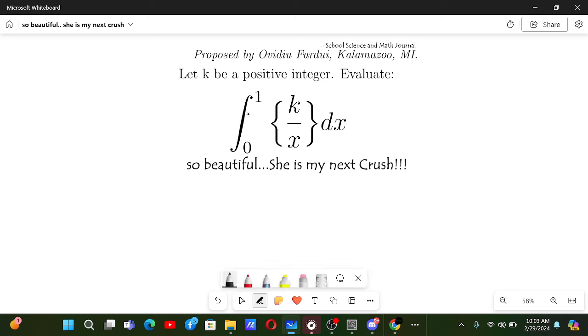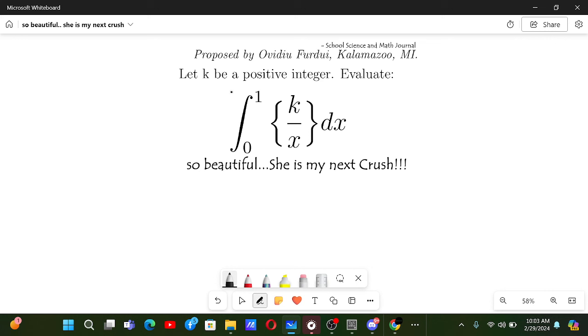Okay, so we have this integral from 0 to 1 of the fractional part of k by x, dx. This was proposed by Ovidiu Furdui from Kalamazoo, MI, in the School Science and Mathematics journal. And k is a positive integer over here.